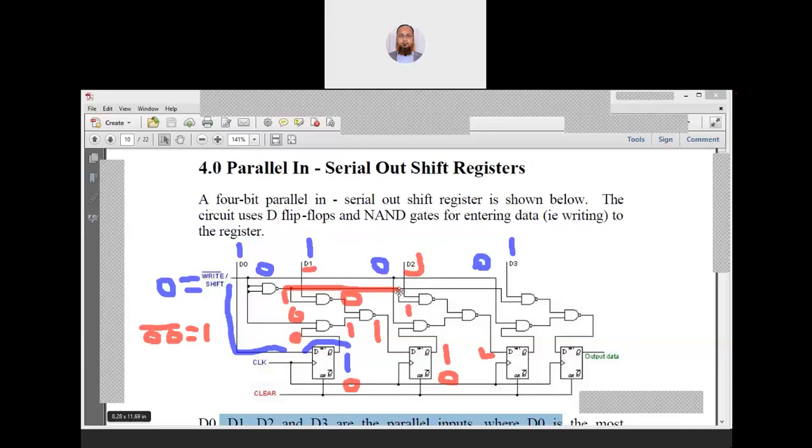So 1 has reached here. Another input is D2 for this NAND gate. So what will be the output? The output of this will be 1 into D2 complement.